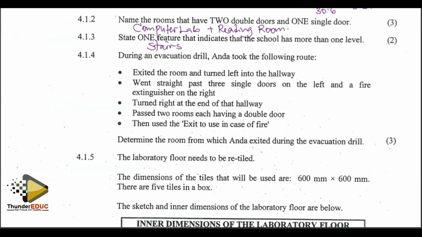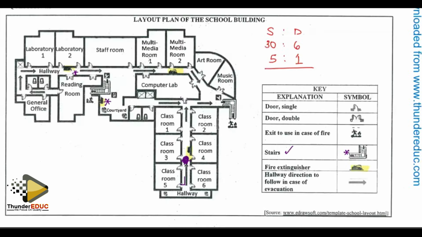All right, let's go back and see. Exit the room, turn left into the hallway, past 3 single doors, fire extinguisher on the right. Turned right at the end of the hallway, past 2 rooms, each having double doors. Another hint is here. When you go here and turn right, if you're from this room, you turn left, you pass 1, 2, 3. But then you've not yet passed them.